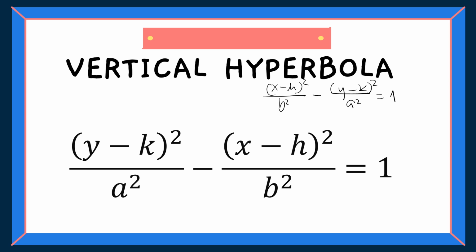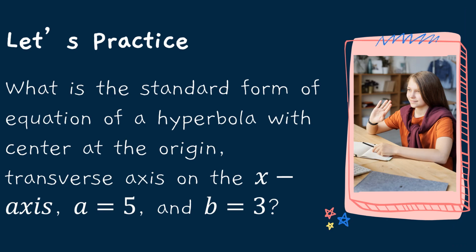So for now, we already know the difference between the standard equation of the horizontal hyperbola and the vertical one. We can now find the standard equation given the different properties of it. Let us have the first example: what is the standard form of the equation of the hyperbola with the center at the origin and the transverse axis on the x-axis, where a and b are 5 and 3? Let us write our given properties such as the center, the orientation of the transverse axis, the value of a and the value of b.